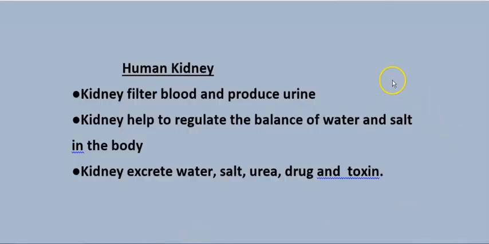Now we see the function of human kidneys. Kidneys filter blood and produce urine. Kidneys help to regulate the balance of water and salt in the body. Kidneys excrete excess water, salt, urea, drugs, and toxins from the body. So this is the function of the human kidney.